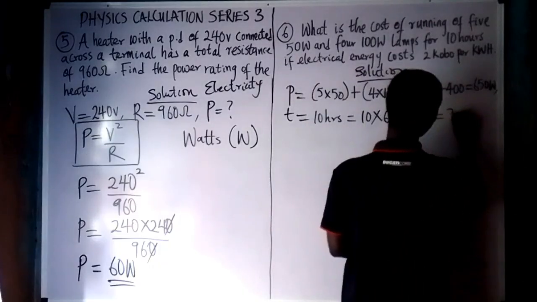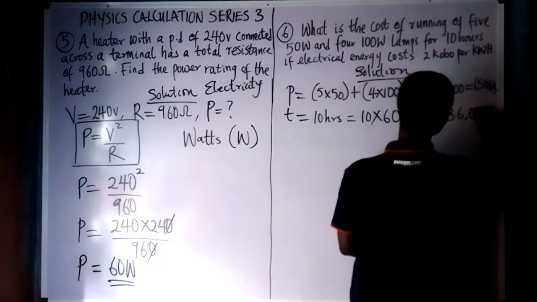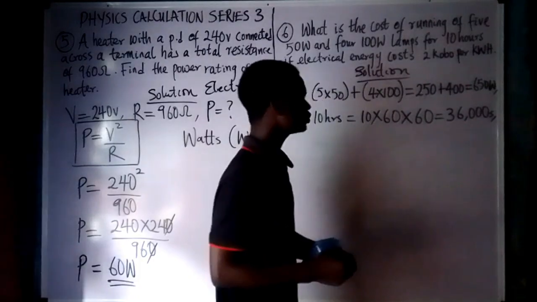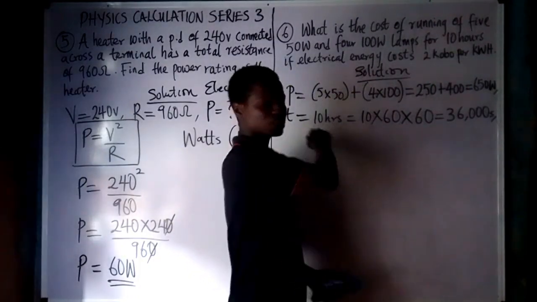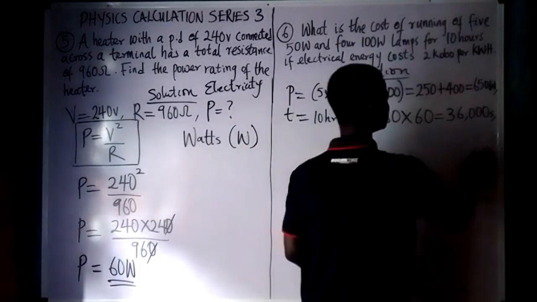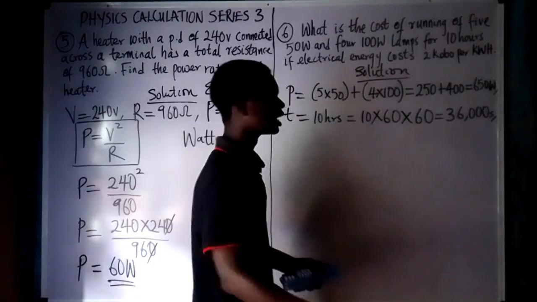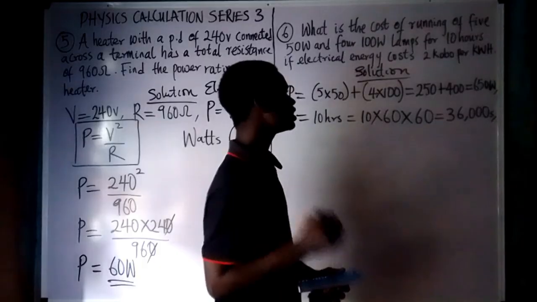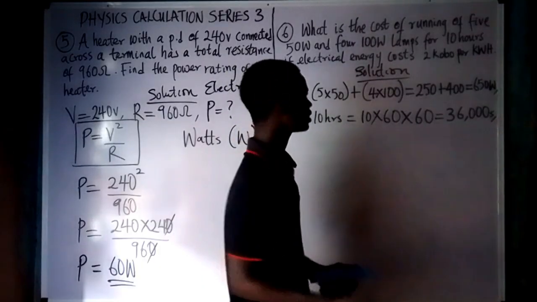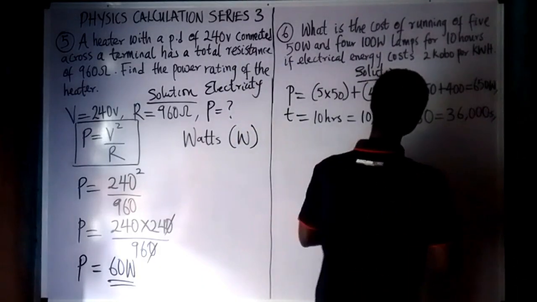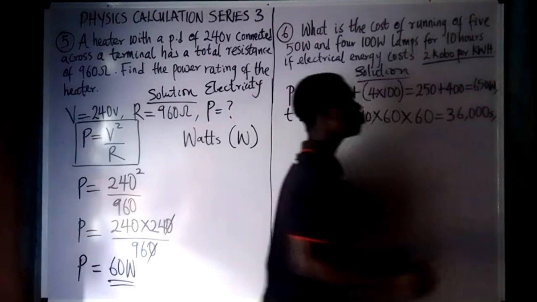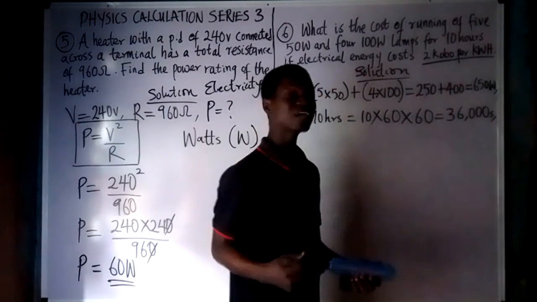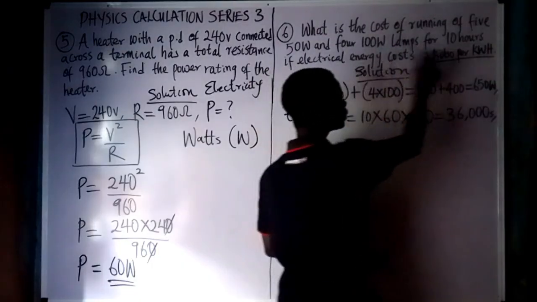So come here and write 36000 seconds. Then we'll say comma. Now that is what we add. In place of 10 hours, we'll be working with 36,000 seconds because they are equivalent to each other. Now what is the question? If the electric energy costs, for every 1 kilowatt. Now they said if the electrical energy, so the energy cost is this.